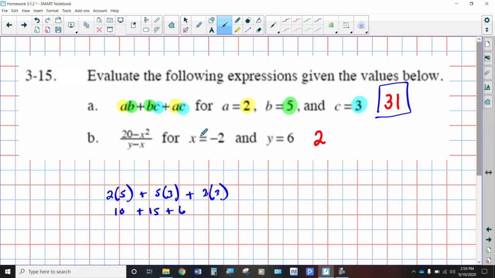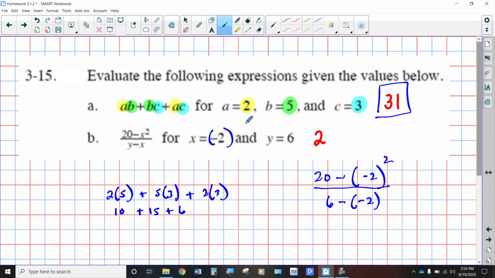For part B, you've got x is equal to -2. So this is where it becomes kind of tricky, because that -2 there, a lot of times students want to think the minus sign in the expression is the negative sign for the 2, but it's not. It literally says 20 minus whatever x is, and x happens to be -2, squared. And then you're going to divide all of that by whatever y is minus whatever x is, and once again, x is -2. So that minus sign cannot be a replacement for the negative sign in the -2.